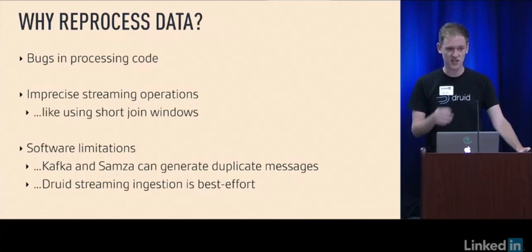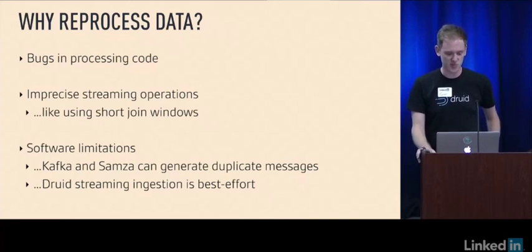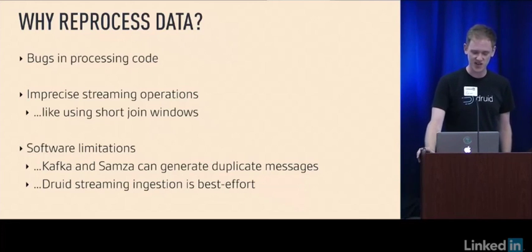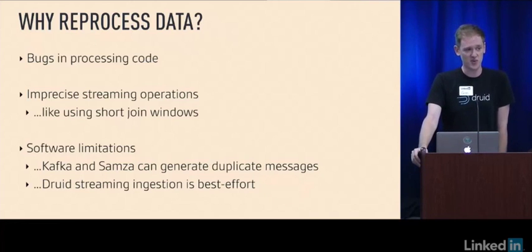The third reason is software limitations. So in the open source world, you have Kafka and Samza, which can both generate duplicate messages, which, if you have an idempotent database, that's fine, but Druid's not idempotent. Also, Druid streaming ingestion is best effort. So it's not even at least once like Kafka and Samza are. It tries as hard as it can, but it may have duplicates and it may drop a little bit of data. In practice, this happens when you have network issues or machine failures, so it's pretty uncommon, but it can happen. And if you care deeply about correctness, then you have to deal with that.